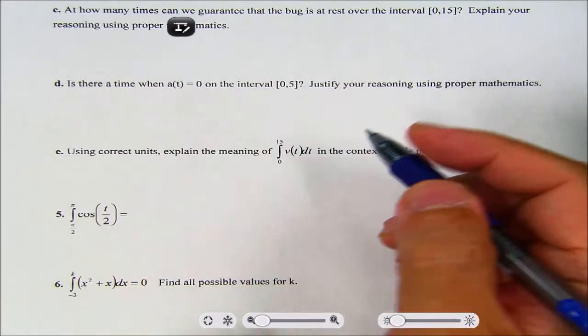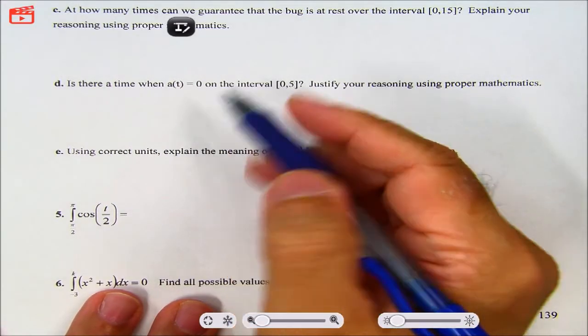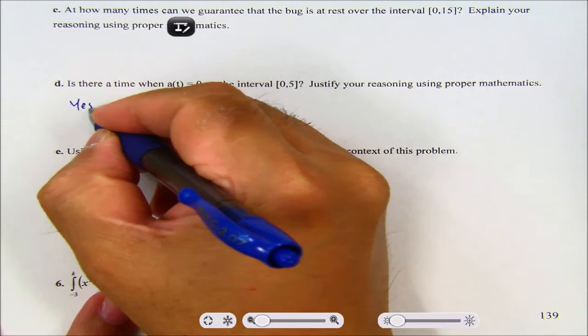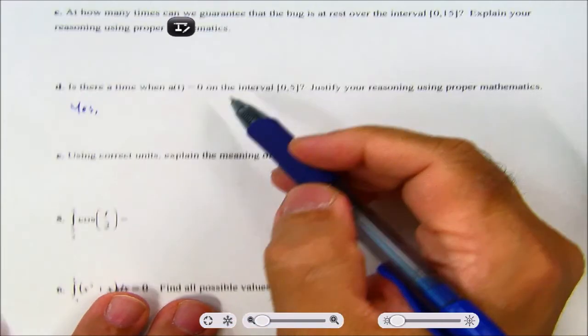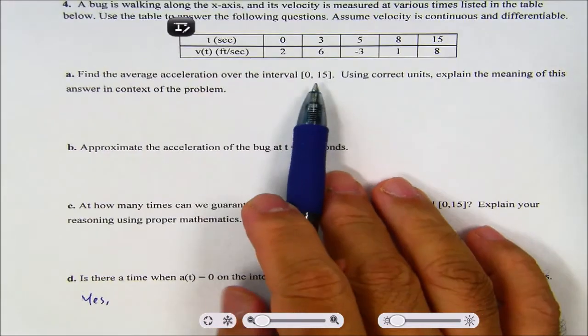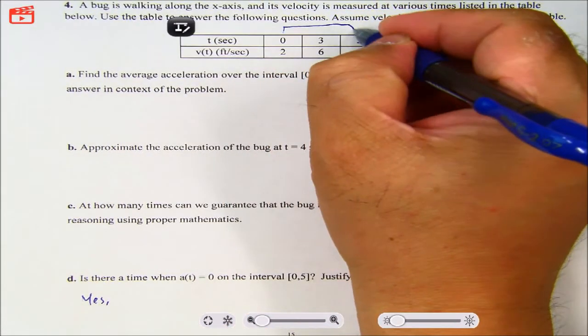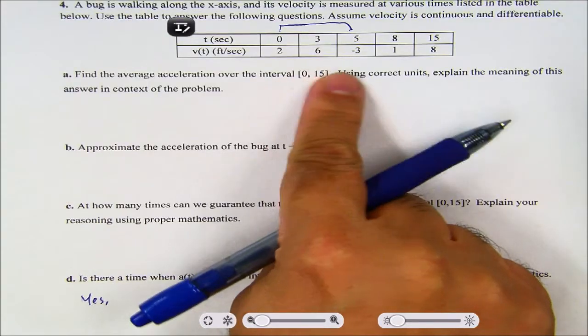This is part D. Is there a time when a of t equals 0 on the interval 0 to 5? Justify your reasoning using proper mathematics. Is there a time? Well, yes. All right. So what are we doing here? We want to say, when is the slope ever equal to 0 on this interval, 0 to 5? That's also something to pay attention to. They are talking about only this subinterval, 0 to 5.